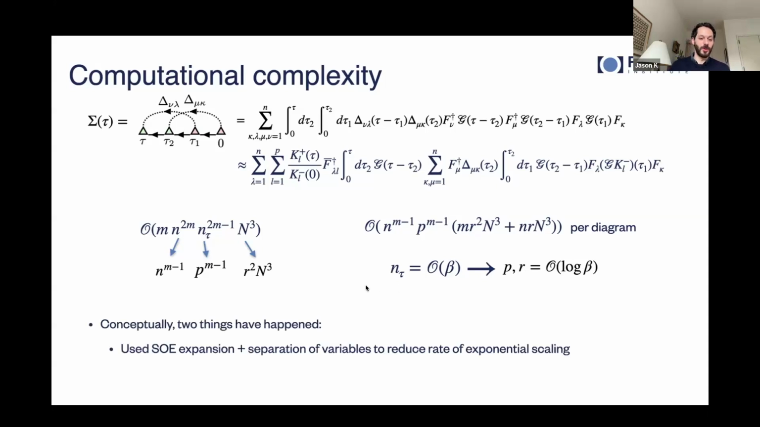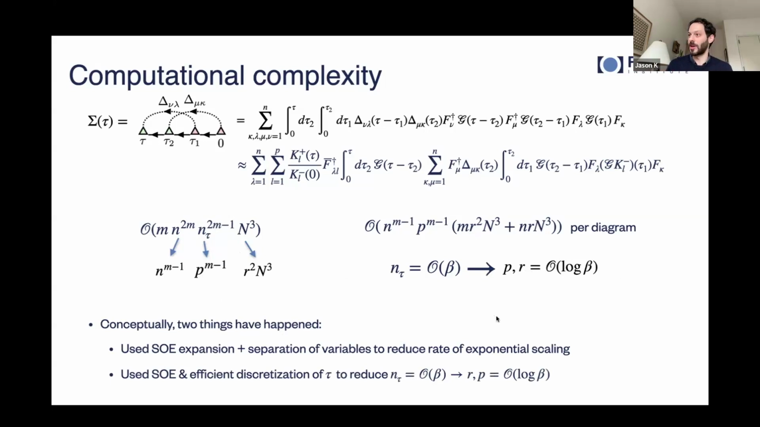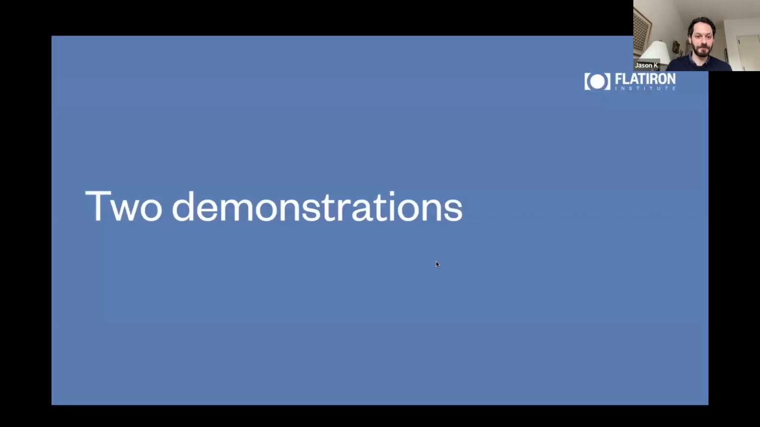So two things have happened. One is we've used our sum of exponentials expansion and separation of variables to reduce this rate of exponential scaling from 2m-1 to m-1, which, if you don't go to super high order, makes a big difference. And two, we've gotten rid of our equispaced discretizations of tau. We're using compact bases to discretize the tau space. And that replaces these n taus with p's and r's, which are much smaller. Okay. And all in all, that gives you a big improvement over this naive scheme.